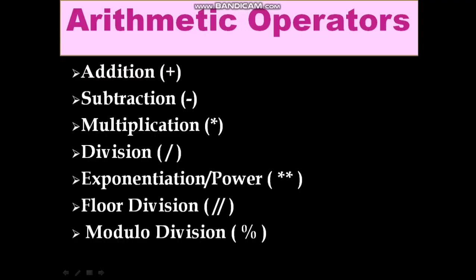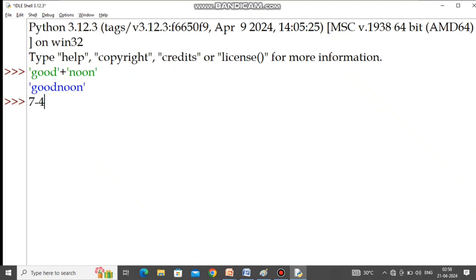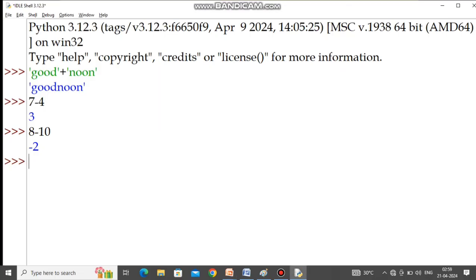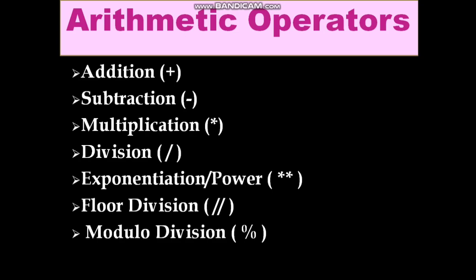Next, let's see about subtraction. For subtraction we use the minus sign. So 7 minus 4 gives us 3, and 8 minus 10 will get a negative answer, minus 2. So like this we use subtraction. Then the next one, multiplication. For multiplication what do we use? Asterisk sign. So 5 asterisk 3, 5 threes are 15. So this is how we calculate multiplication.